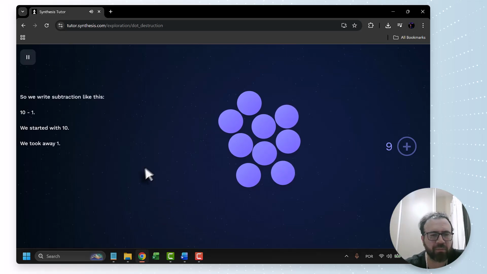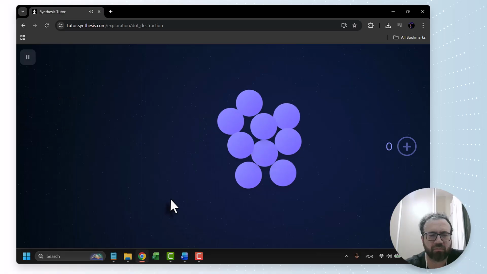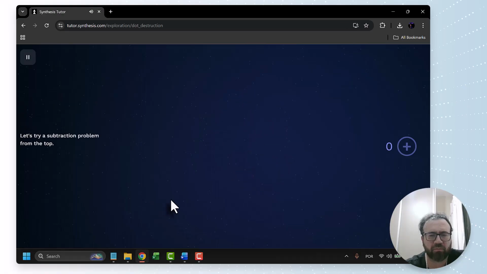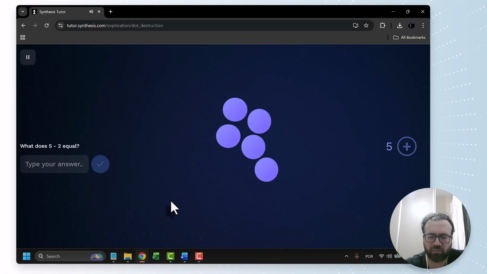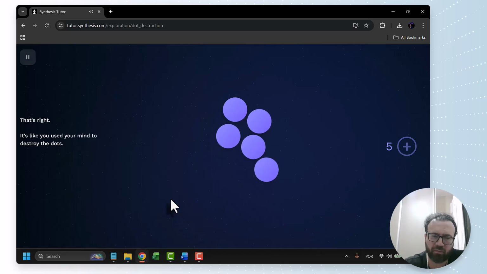So we write subtraction like this. 10 minus 1. We started with 10. We took away 1. Let's try a subtraction problem from the top. What does 5 minus 2 equal? That's right. It's like you used your mind to destroy the dots.